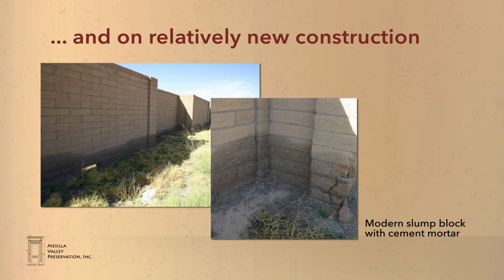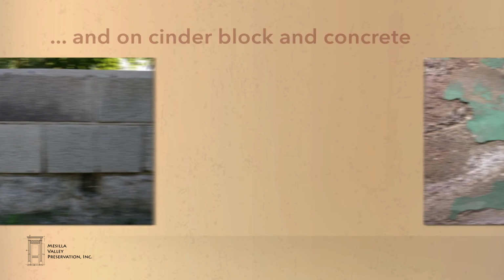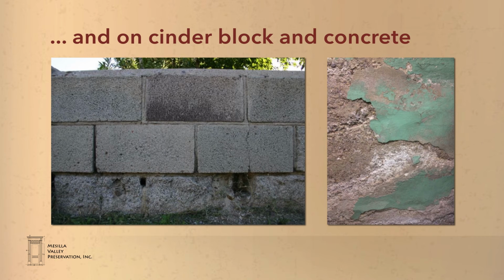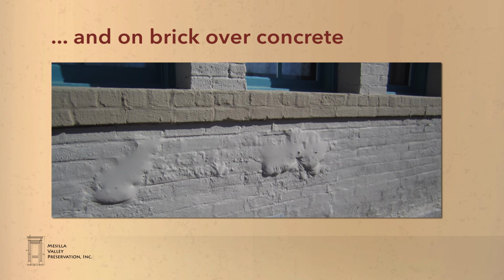As we've said, salt attack is by no means limited to adobe. This is a relatively modern slump block wall that is laid up with cement mortar. The wall is undergoing significant staining and damage from salt attack. Even relatively hard materials like cinder block and concrete can't resist the extremely large forces that crystallizing salts can apply. Salts have rendered the lower course of cinder block almost unrecognizable and caused the surface of the concrete to flake off. This is a brick building on a concrete foundation, built around 1910.